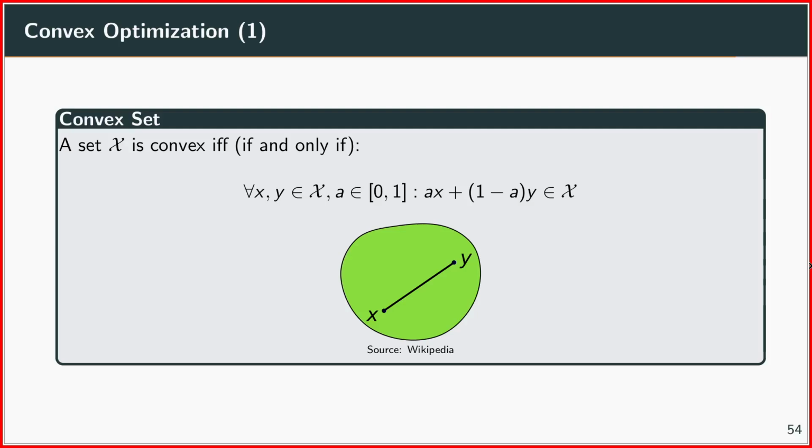And so mathematically, this is just formulated as a linear interpolation between those 2 points, and we have to make sure that for every 2 points in our set, the linear interpolation here is also inside of the set. So this is the idea of a convex set.